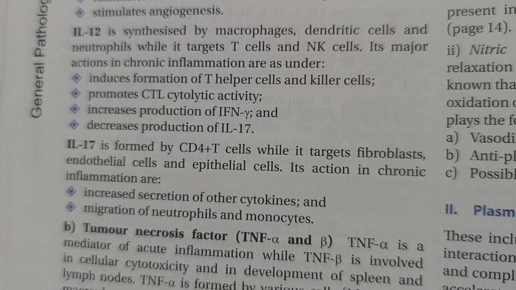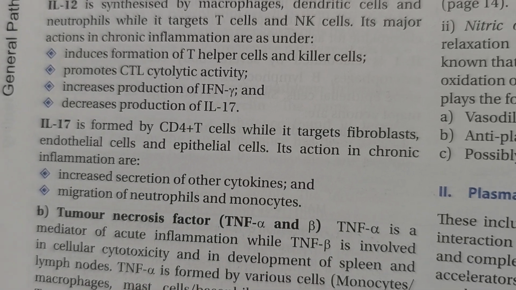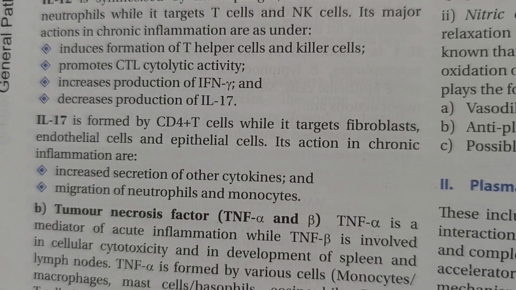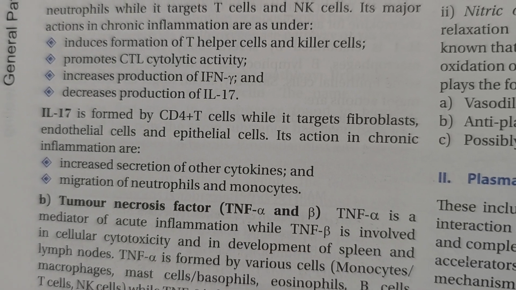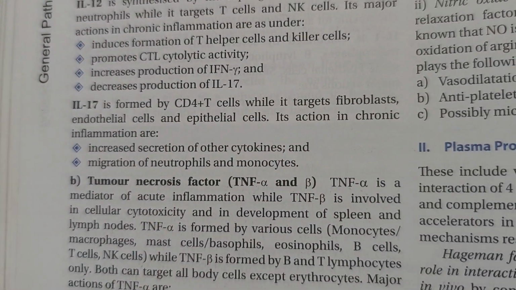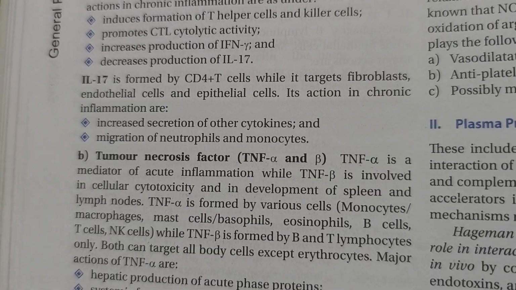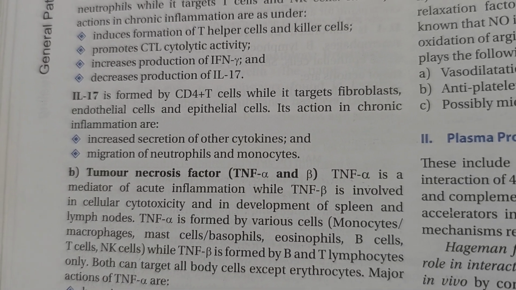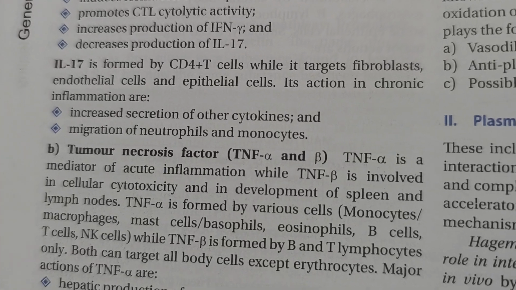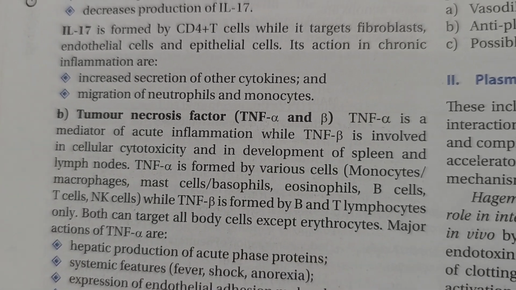Interleukin 12 is synthesized by macrophages, dendritic cells and neutrophils, while it targets T cells and NK cells. Its major actions in chronic inflammation are as under. It induces the formation of T helper and killer cells, promotes the CTL cytolytic activity, increases the production of IFN gamma and decreases the production of interleukin 17.